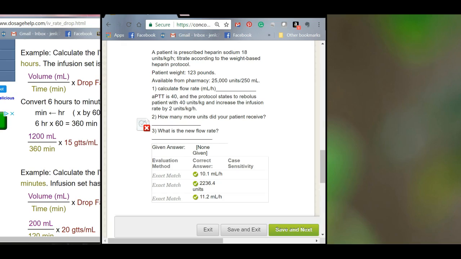So patient's prescribed heparin sodium 18 units per kilogram per hour, and the weight is 123 pounds. You have 25,000 units available in 250 ml. So you're going to calculate the flow rate first, and then it looks like you have to rebolus. So you want to find out how many more units your patient received, and then what the new flow rate is. So how we're going to set up that formula is, I wrote it down here, I'm going to get my thing.